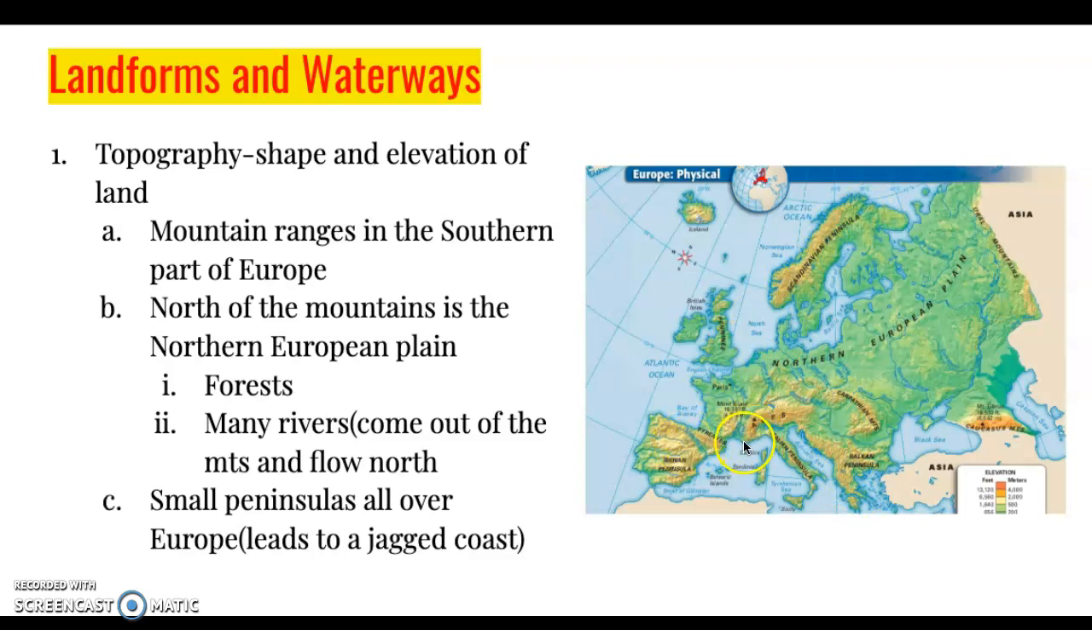Some of the mountain ranges, of course, are the Alps Mountains. This here, remember from the Roman unit, was the Apennines Mountains. You have the Pyrenees right here that kind of separate France and Spain. Here are the Caucasus Mountains. So lots of different mountains, especially down here in the southern area.